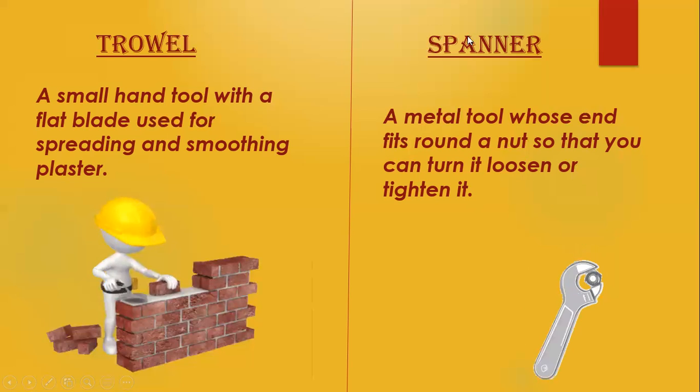Now we have the spanner. What it is like, and what is it used for? A metal tool whose end fits round a nut so that you can turn it, loosen or tighten it. It is used to loosen or tighten the nut of the screw.